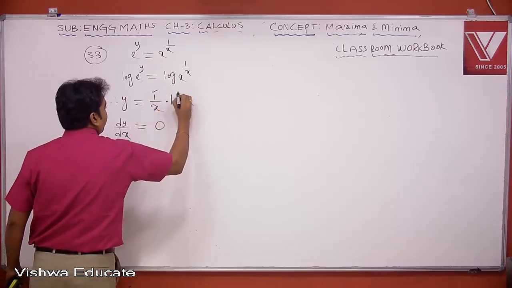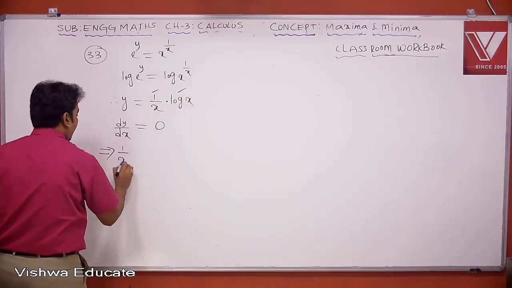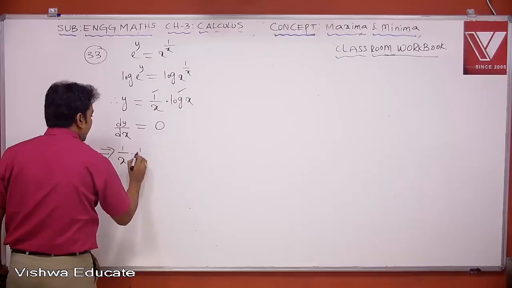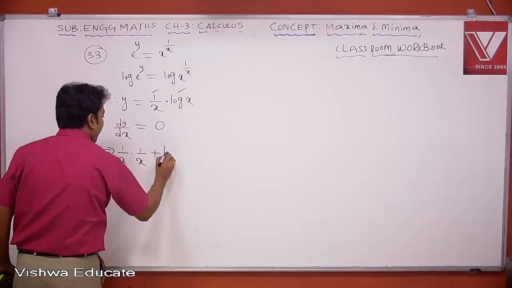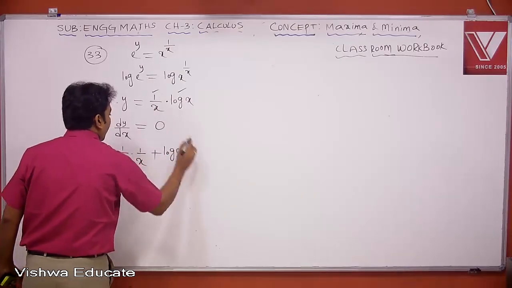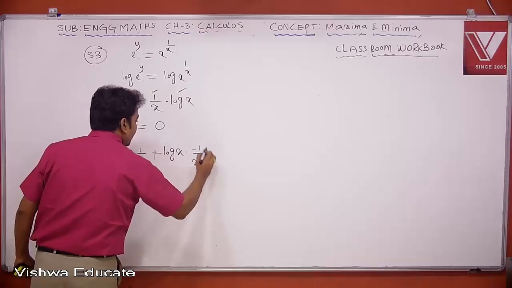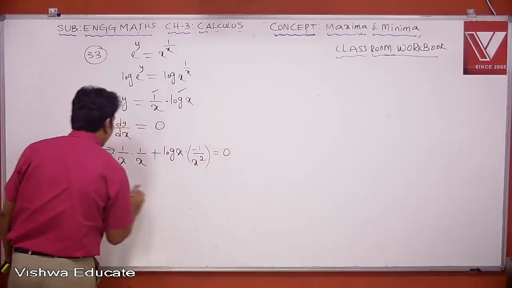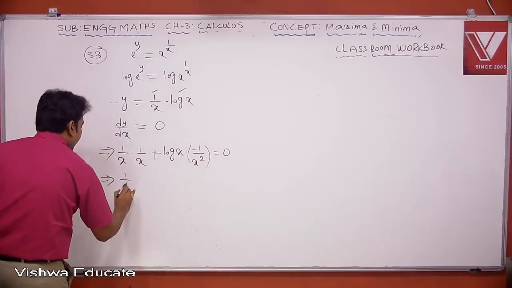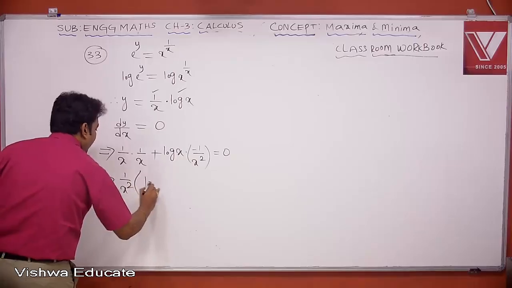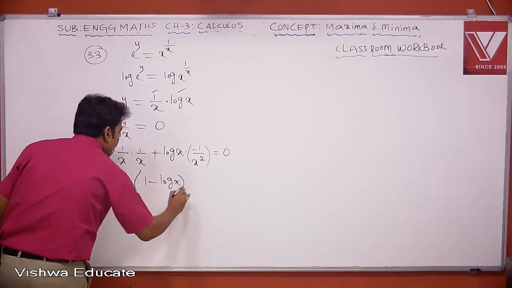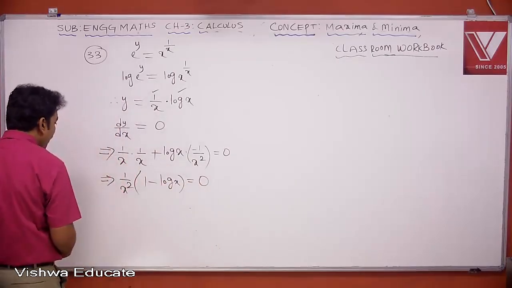Now this is a product of two functions. Apply the product rule. 1 by x into the derivative of log x, 1 by x, plus log x into the derivative of 1 by x, minus 1 by x square, equal to 0. This implies you can take 1 by x square common: 1 by x square into 1 minus log x equal to 0.